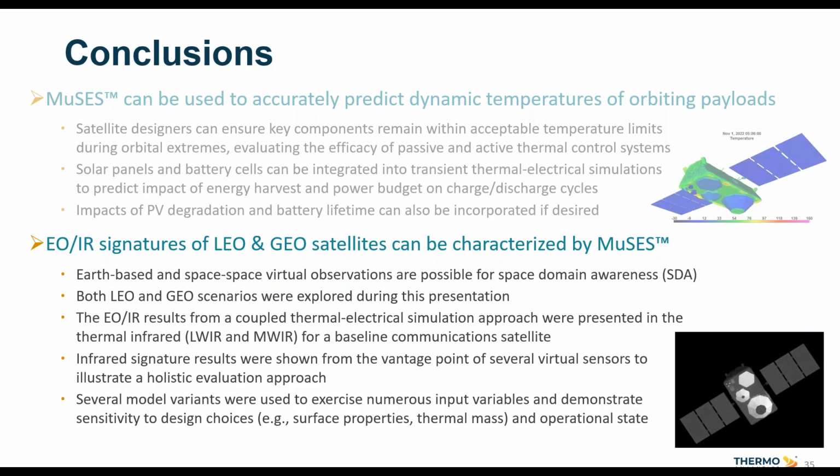And we use that communication satellite to demonstrate that. And then we showed how you can use a variety of different vantage points of virtual sensors to come up with a comprehensive evaluation of the average signature of the satellite. And then we've shown how you can use model variants to see how different choices of materials or choices of thermal mass or differences in the operational state of the satellite can impact the average satellite signature.